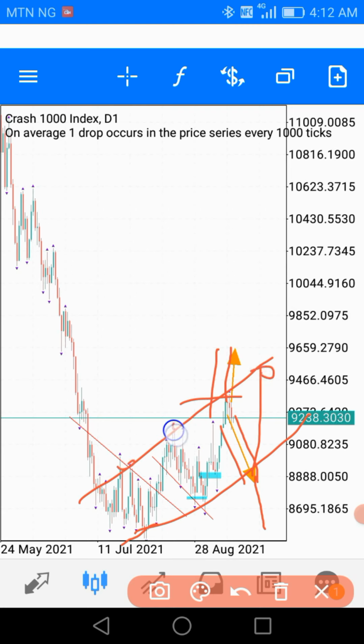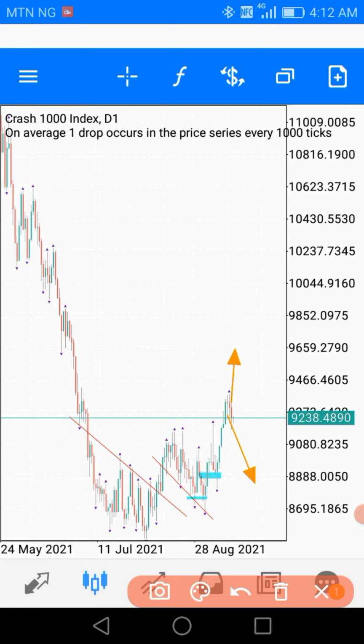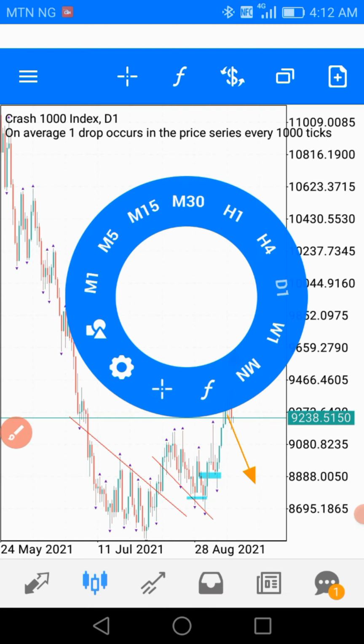It touched here, touched here, touched here. Now at that point, if it bounces from here as it's coming down to get to this point, and it later goes up to touch this place, then we have a greater probability of it breaking it and pushing up. But we are starting from our 1 hour time frame.